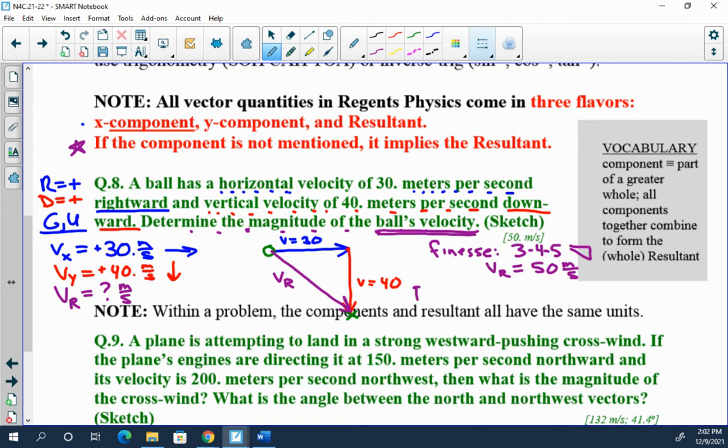If we don't remember the finesse method, we always have the brute force method, which is, in this case, Pythagorean's theorem. A squared plus b squared equals c squared. Truthfully, this is more appropriate to write as vx squared plus vy squared equals vr squared, but I don't particularly care. When you substitute, make sure you put your parentheses, 30. If you have a list of givens, you don't need the units. But if you don't have a list of givens, you better have those units over here. 30 meters per second squared plus 40 meters per second squared equals the resultant velocity squared, or c squared, however you want to write it. Solve for c and you will get 50 meters per second.